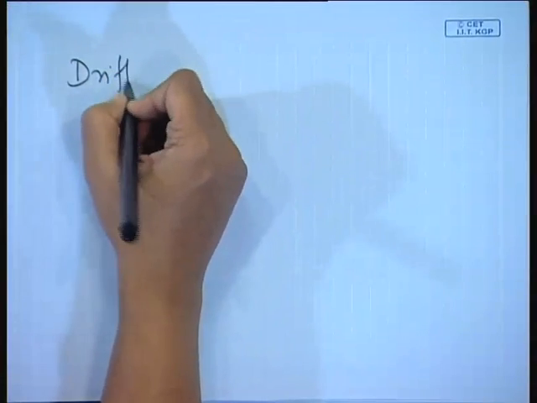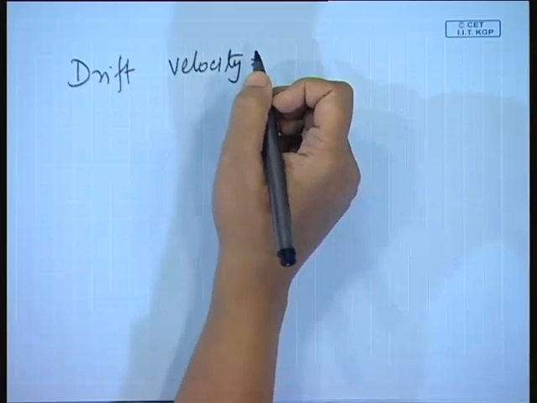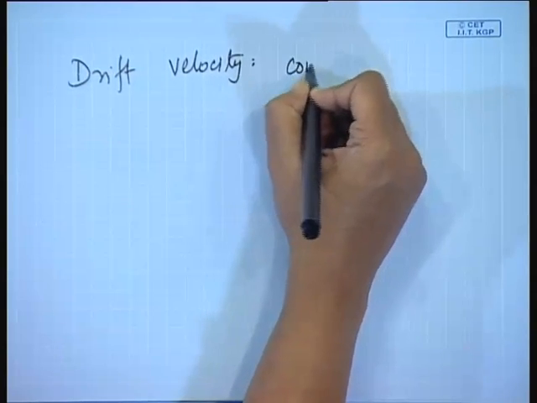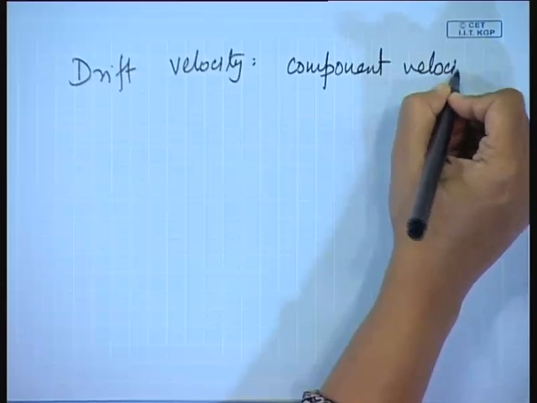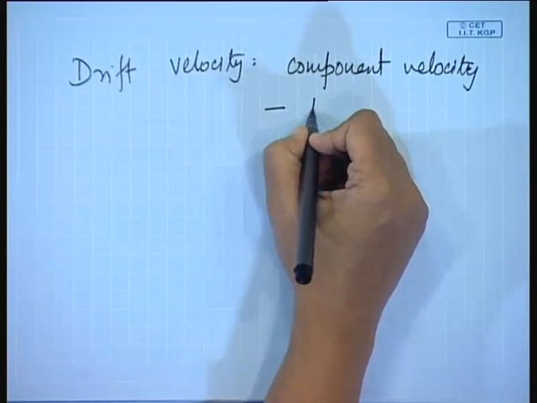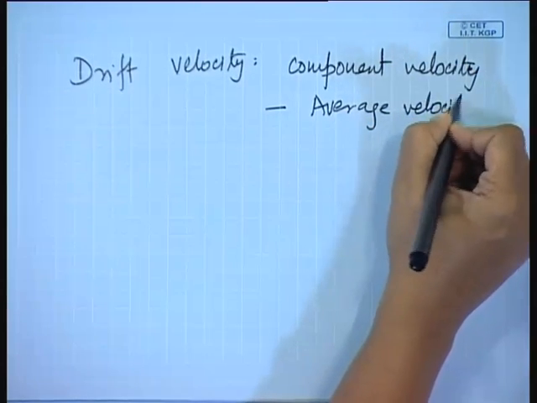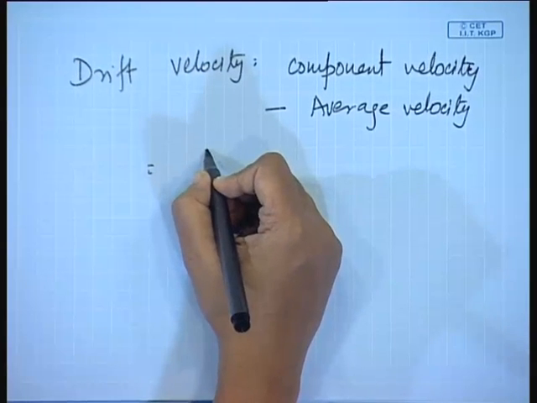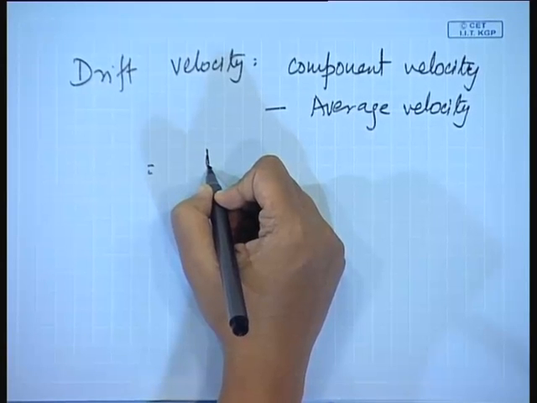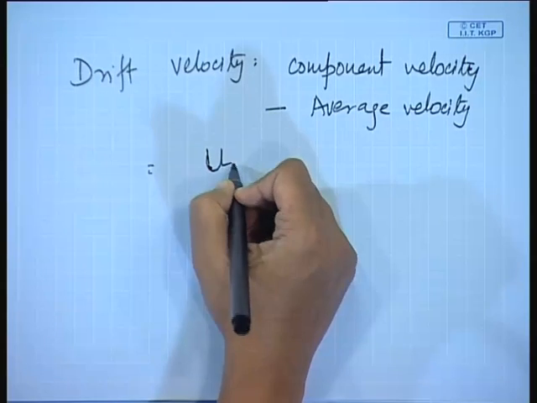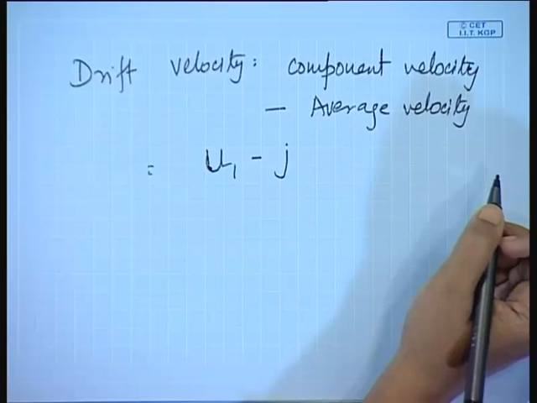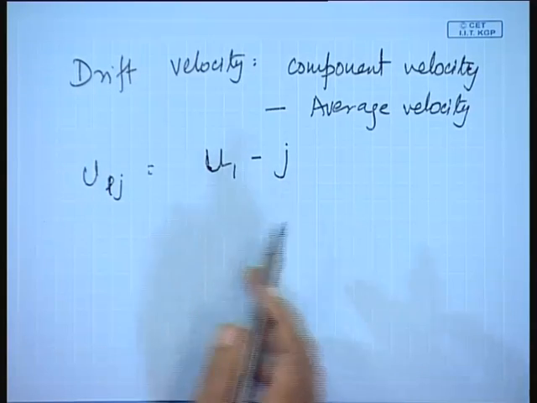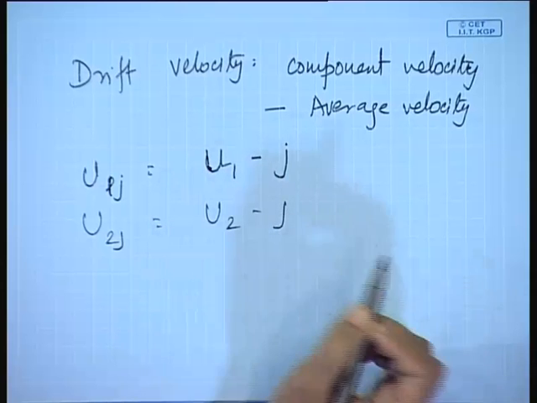Now, the drift velocity is nothing but the component velocity minus the average velocity. Okay. So, what is the nomenclature that I have used for the component velocity? u1, and the average is nothing but j. So, the drift velocity can be defined as u1j equals u1 minus j, and u2j equals u2 minus j.